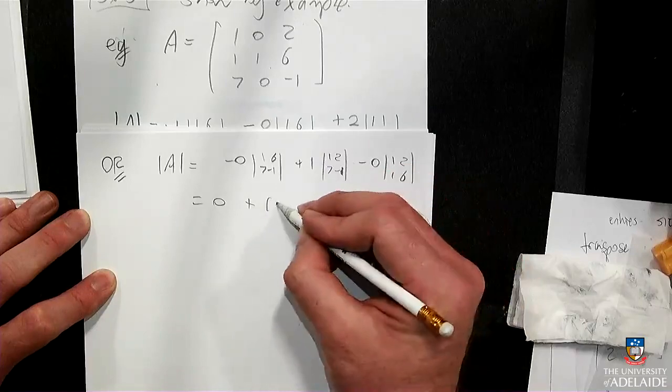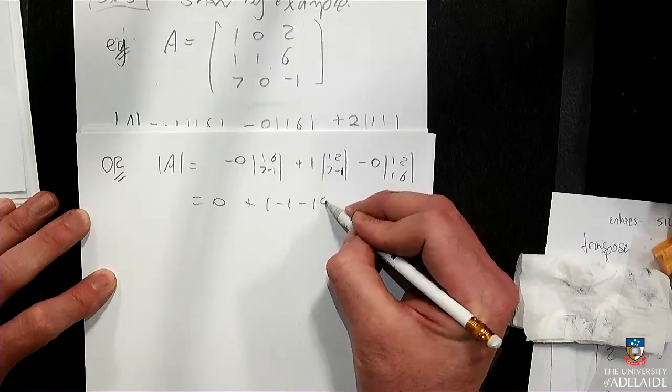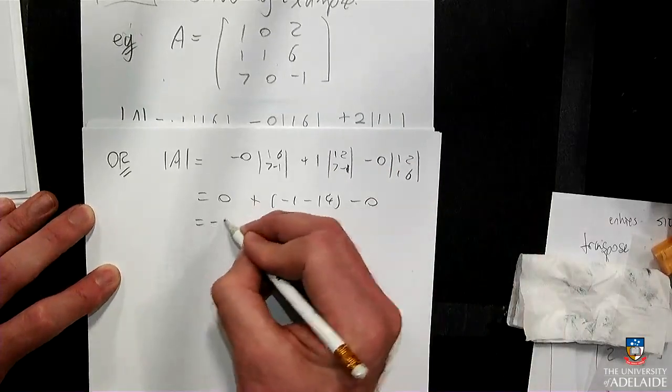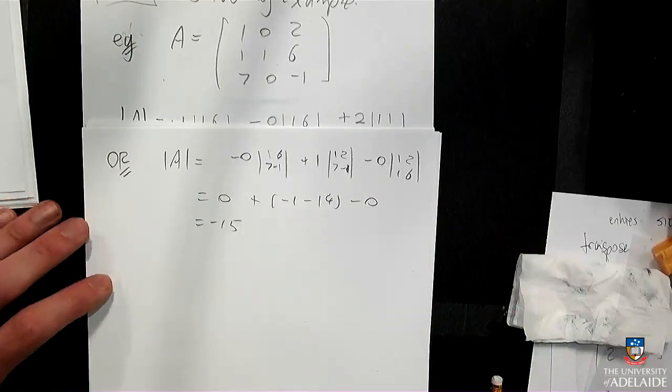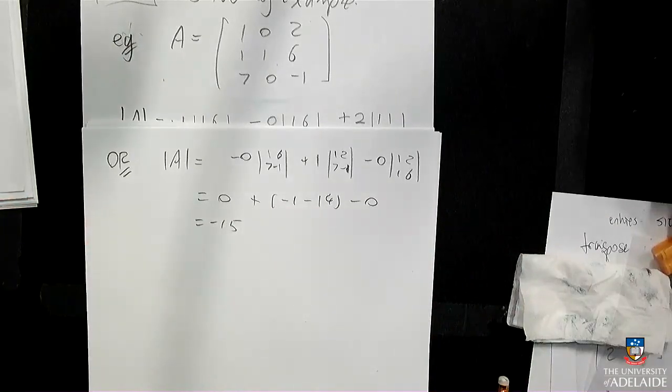And 1 times minus 1 is minus 1. Minus 2 times that's 14. And I get minus 15 there as well. So it doesn't matter which row or column I use, as long as I keep track of the pluses and the minuses, it should be okay. And that's how to find the determinant of a 3 by 3 matrix.